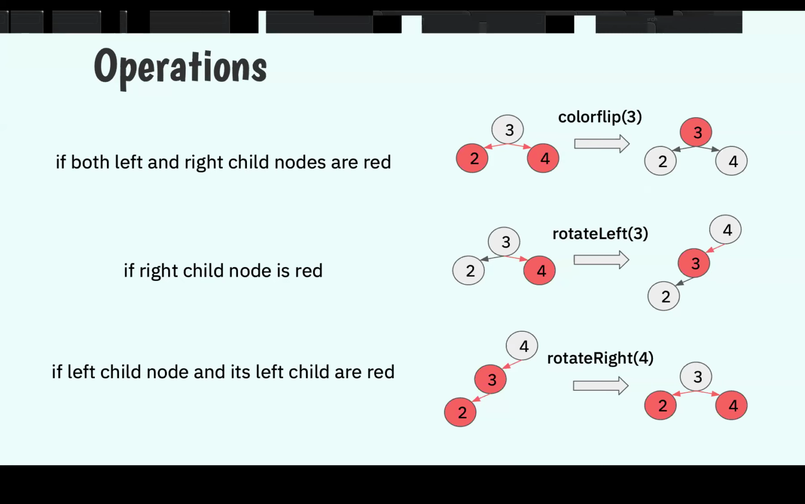If our right child node is red, that violates the left-leaning part. So we're going to rotate left 3. I like to think about rotating left or rotating right as a pulley. If you rotate 3 left, then everything else will get dragged down. Same thing with rotate right. You want to rotate 4 right in this case. You would use rotate right if the left child node and its left child are both red. So basically, if you have 2 red nodes in a row.